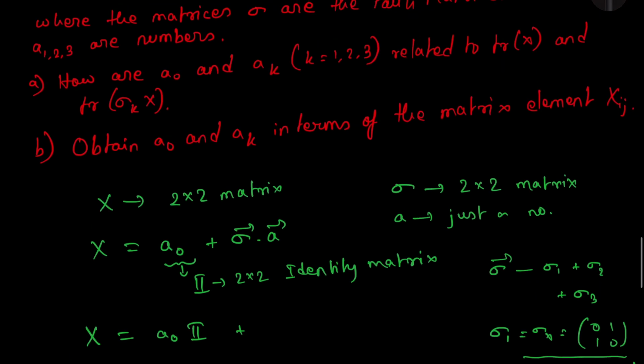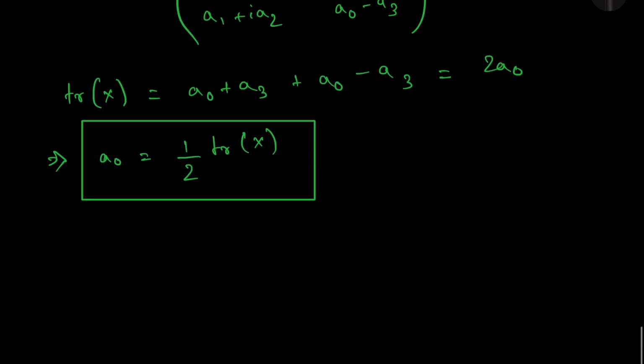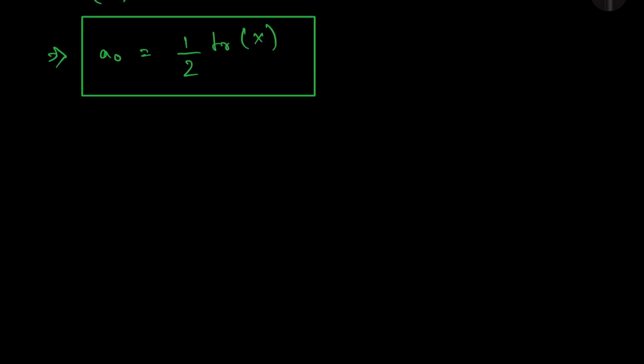So they have also asked in the first part how a0 and ak are related to the trace of X and the trace of sigma k X. So this is the first answer we got, that a0 is related to the trace of X by a factor of half.